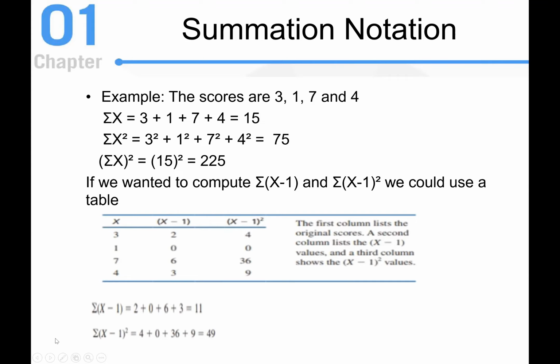If we sum these up, let's say we summed up 2, 0, 6, and 3, we get 11. If we sum this one up, it would be 4, 0, 36, and 9, which gives us 49.